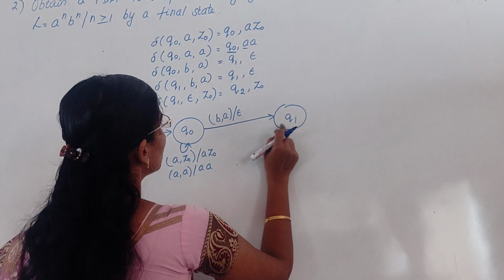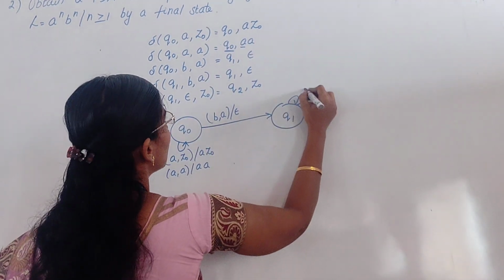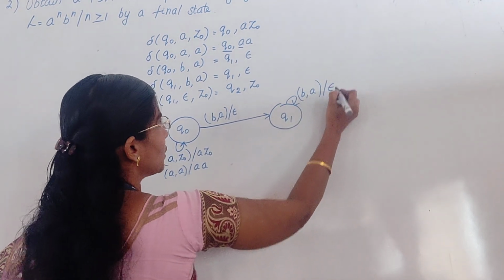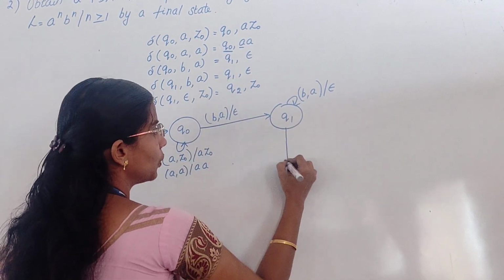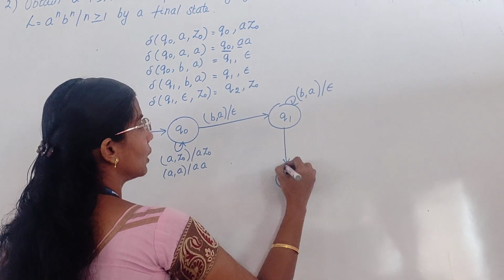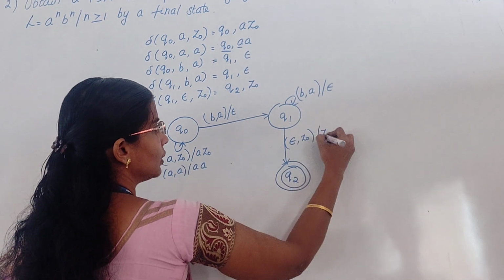Now I am in Q1, so it is B, comma, A, epsilon, Q1. Next is Q1 to Q2. This is the final state. The condition is epsilon, comma, Z naught, and it is Z naught.